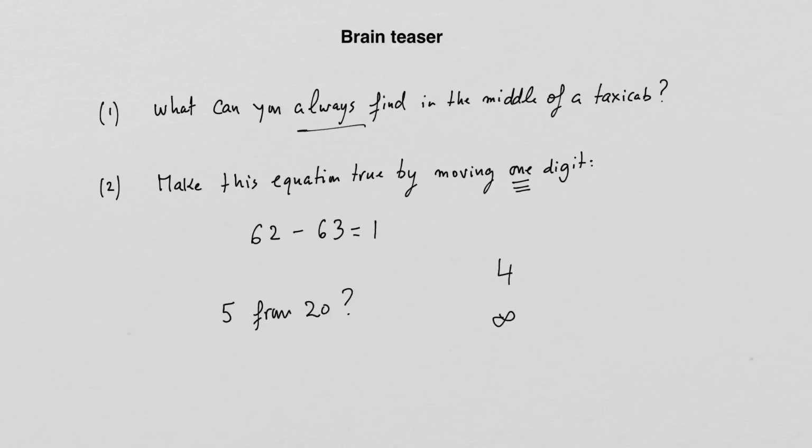So the answer is this. How many times can you subtract 5 from 20? The answer is once. Because once you subtract 5 from 20, it's no longer 20. It's actually 15. So the answer is once.